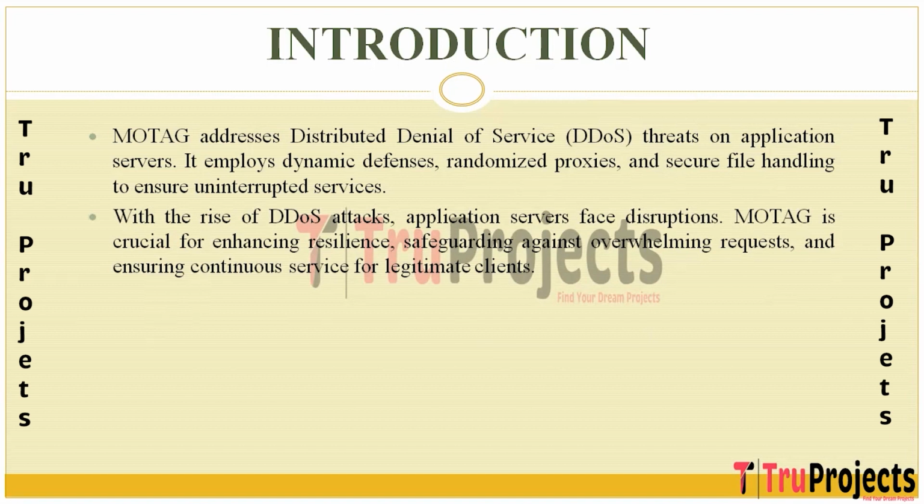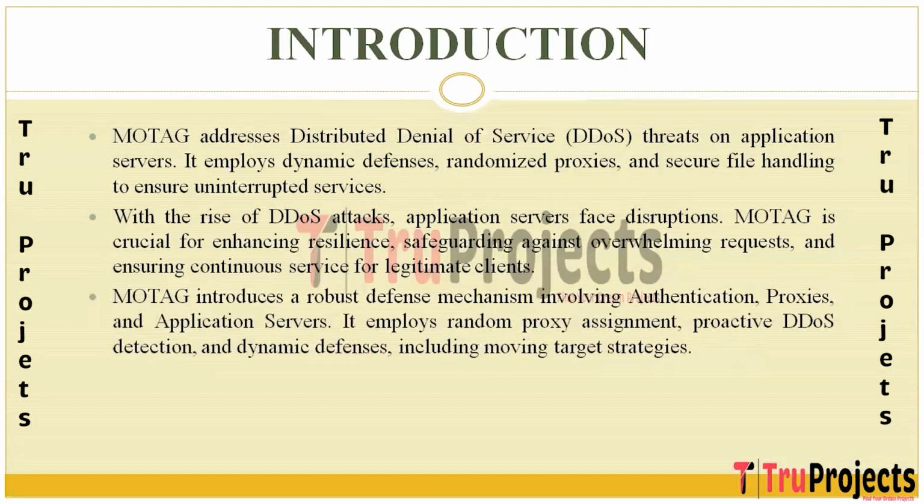Randomized proxies add a layer of unpredictability, making it challenging for attackers to identify and exploit the server's vulnerabilities. Proactive DDoS detection involves actively monitoring incoming requests, looking for patterns that suggest an impending attack. This proactive approach is crucial because DDoS attacks are becoming more frequent, posing a serious threat to the regular functioning of application servers. So the project presents a strong defense system that includes authentication, proxies, and application servers.